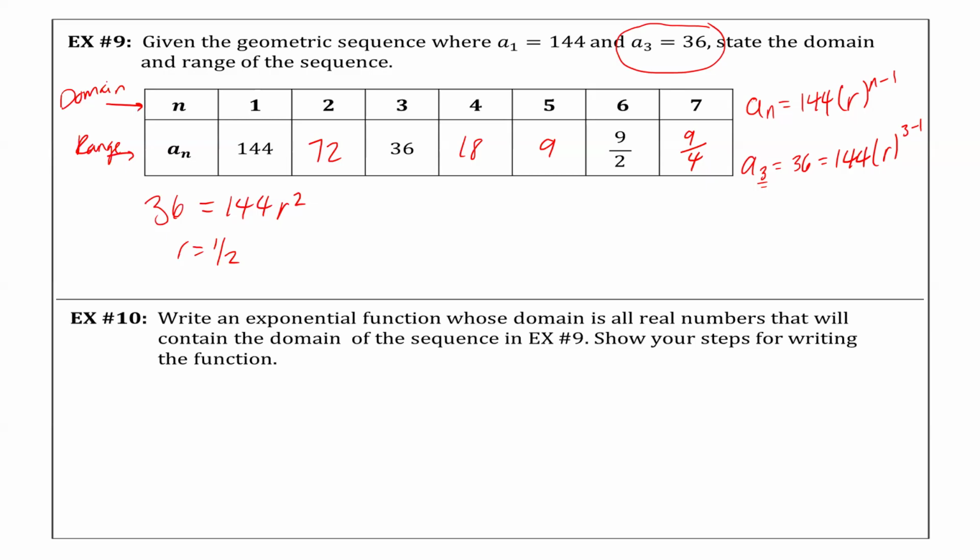All right. So in total, number 10 and number 9 go together. Now we're going to write our function model. Remember, function model means that I'm using f of n. So our f of n equals 144 times 1/2 to the n minus 1. If you want to write it as a sub 0, could you? Perfect. Remember, these are the same.